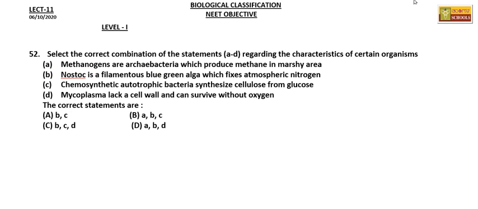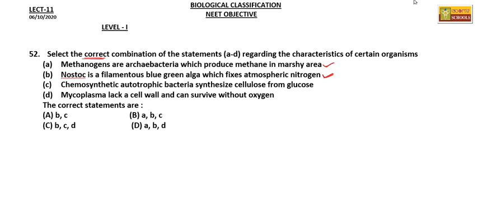Next, select the correct combination of the statements regarding the characteristics of certain organisms. Methanogens are archaebacteria which produce methane in marshy areas. Yes, this is right. Then Nostoc is a filamentous blue-green alga which has the capability to fix atmospheric nitrogen, with the presence of heterocysts. Yes, this is also the right statement.